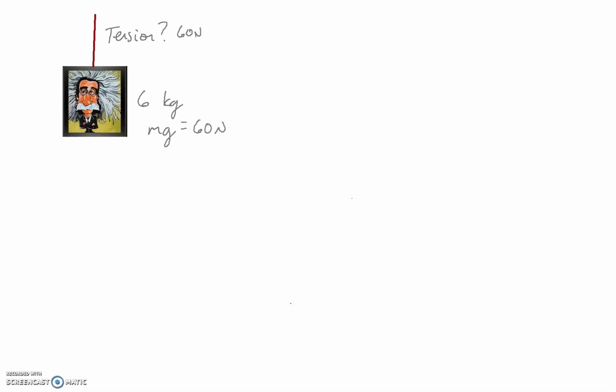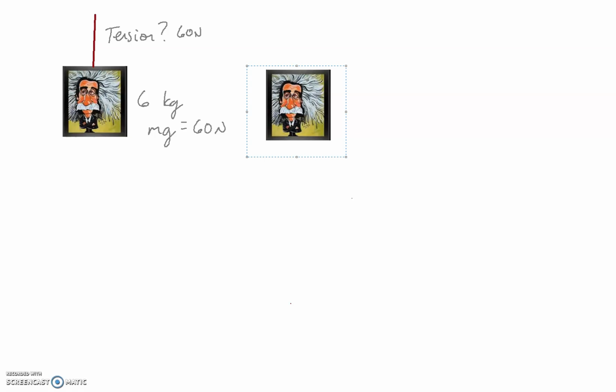Now, what if we change the situation a little bit? What if we took the exact same picture, except this time we supported it with 2 strings instead of 1 string? Maybe something like this. Same picture. Well, it's not exactly difficult to figure out what the tension would be in the strings. If it's a 60 newton weight and now you have 2 strings, we just distribute it. There'll be 30 newtons in this one, and 30 newtons in this one. It's just that easy. The 2 strings will distribute the weight between them.